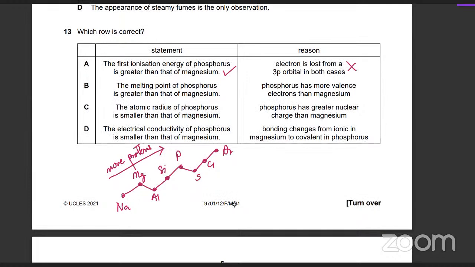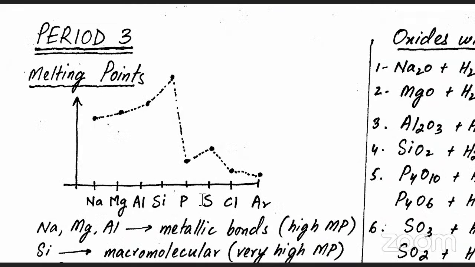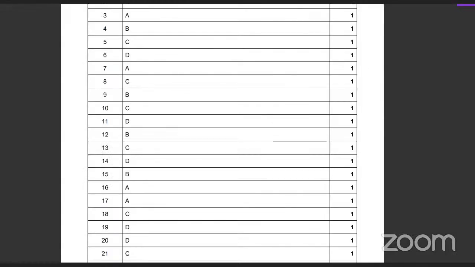I said the next one, the melting point of phosphorus is greater than that of magnesium. That statement in itself is wrong because if you look at your notes, inorganic, phosphorus is a simple molecular structure. It's got a very low melting point. Magnesium is a metal, it's got a high melting point. So that is going to be wrong.